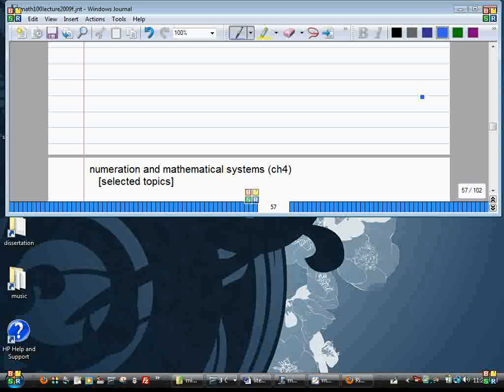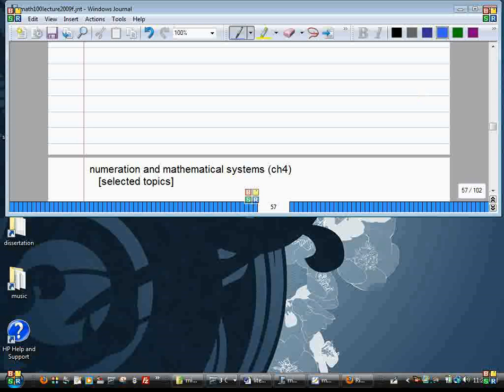Okay, so now we are going to talk about numeration and mathematical systems, which is chapter 4. We're not going to do all of chapter 4. We're just going to do selected topics. That's the first thing. So what are numeration and mathematical systems? Basically, this means writing down how we count.